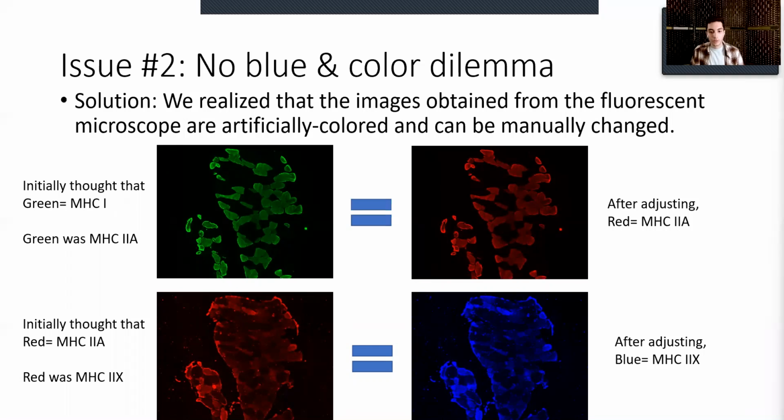And the green fibers that we've always seen in the past were actually our 2A fibers. And after we realized this, we adjusted the settings to ensure that our 2A fibers showed up as red and our 2X as blue. But what happened to our type 1 fibers?